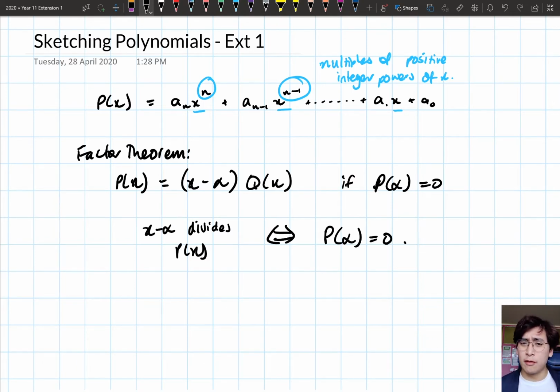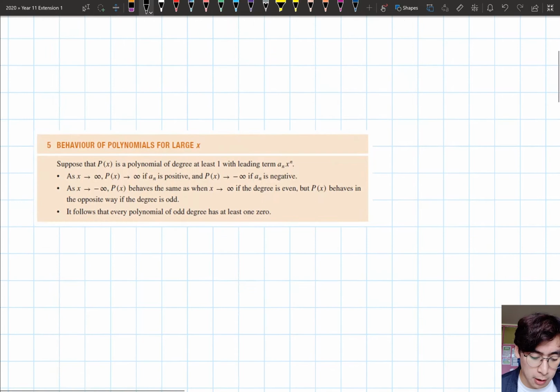We're actually going to build off of these ideas and use that to help us figure out how to graph, or what a polynomial looks like when we graph it on a Cartesian plane. So here we're going to look at a few different things and focus on a few things that we don't actually get to cover in Advanced. So here, let's have a look at this first part.